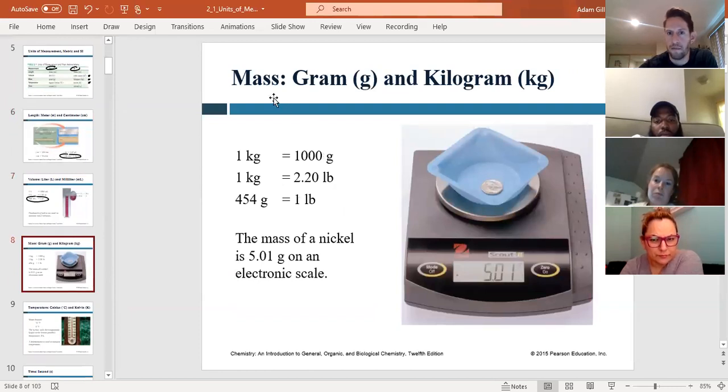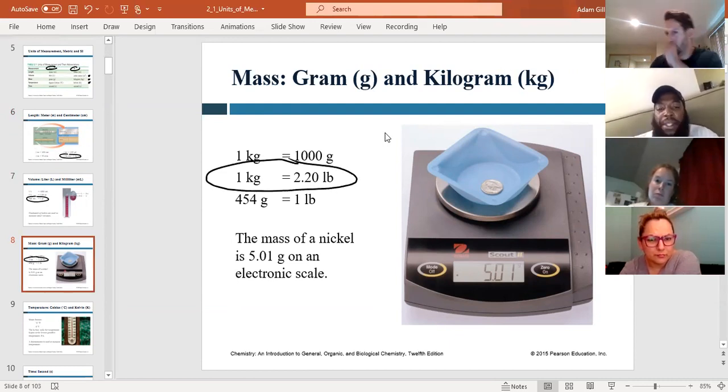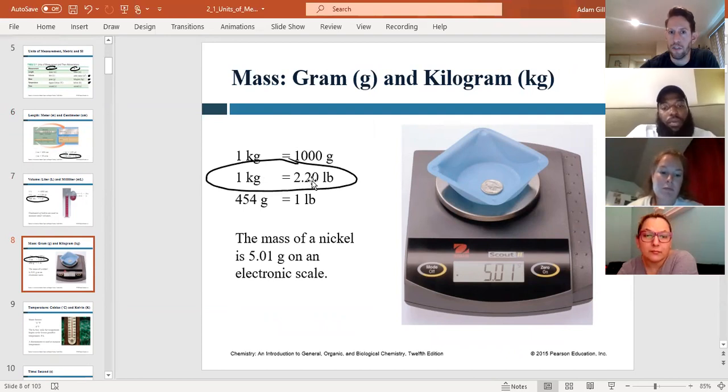Okay, for mass, we use the gram or the kilogram, right? Now, the conversion you guys are probably going to use the most is this one. In the English system, we use pounds. The metric system uses kilograms. And so it's about 2.20 pounds per kilo. So that's the English to metric conversion.